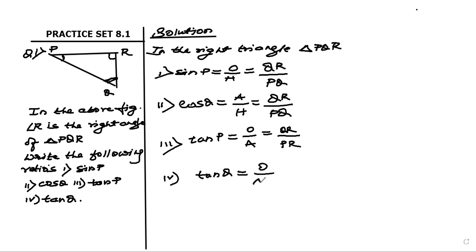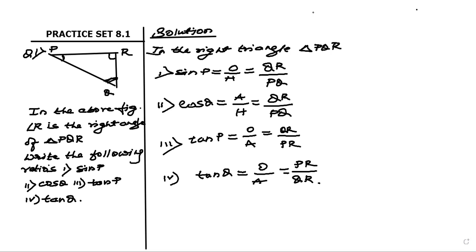Tan Q is O, opposite side upon adjacent side, but the only thing is angle Q. उसका opposite side, angle Q को छोड़ के बाकी दो letter PR है. PR is the opposite side. Then angle Q is contained by QR and PQ. PQ is the hypotenuse. QR is the adjacent side. I hope you understood me here. So all four ratios we have written. This is the answer of question number 1. We go to the next answer.